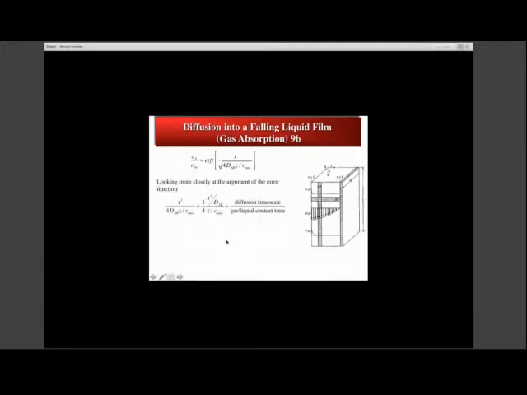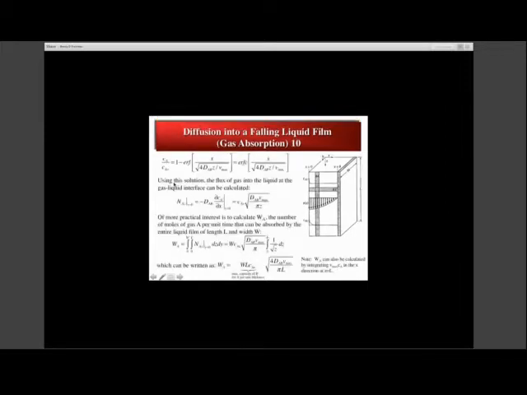We can also look at this argument and see that it has in it basically a ratio of 2 time scales. If we write it in the following form, it's a ratio of a diffusion time scale to a gas-liquid contact time scale.